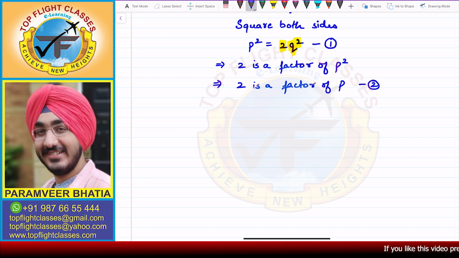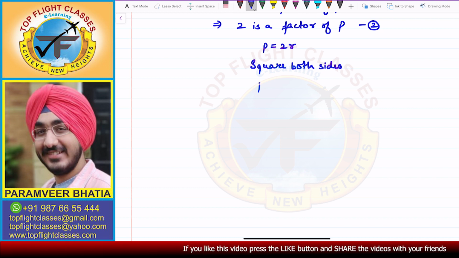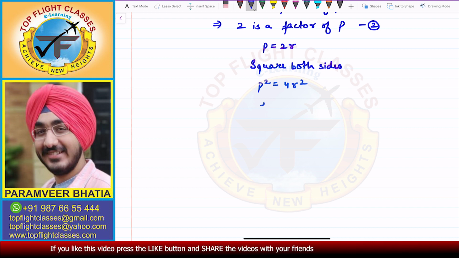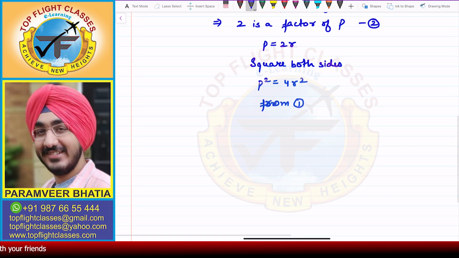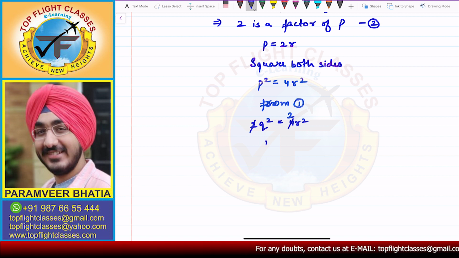Now we can write that p is equal to 2r. Now we square both sides of this. So what I'll get is that p square is equal to 4r square. Now in the equation that we marked as the first equation, you can see p square is equal to 2q square and p square is equal to 4r square. So that means 2q square is equal to 4r square. So now this 2 and this 4 will cancel. We will get 2 over here. So you will get q square is equal to 2r square.